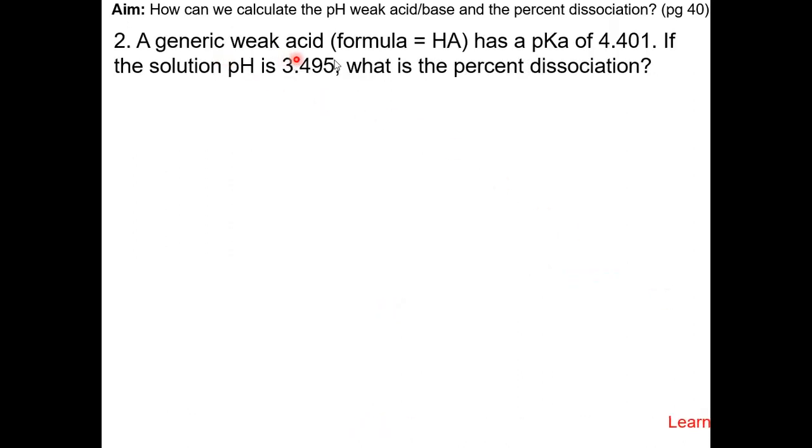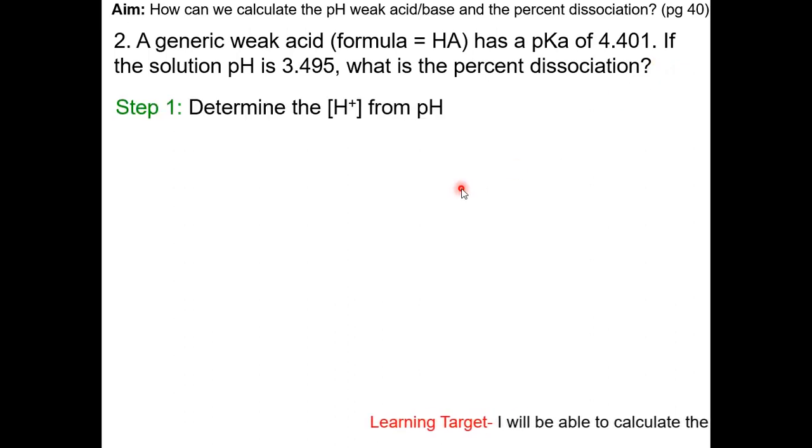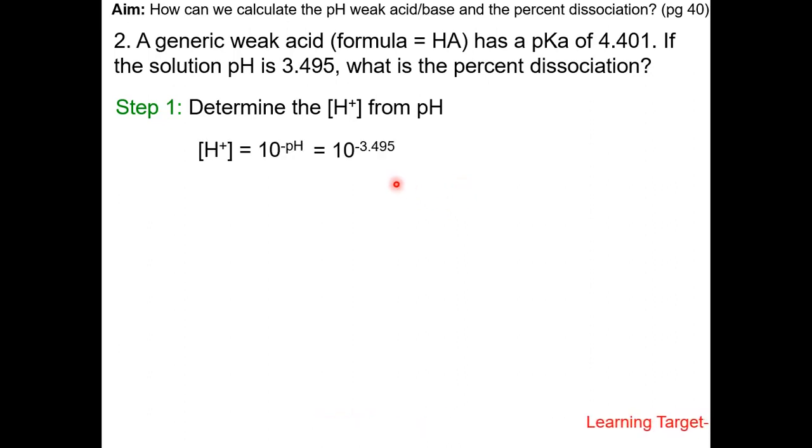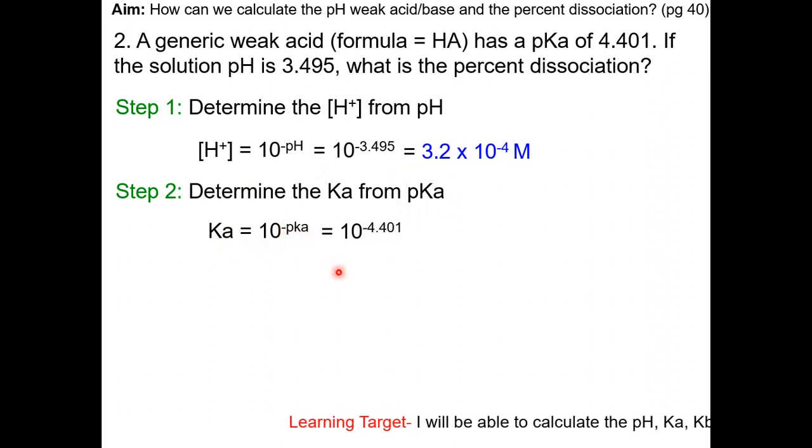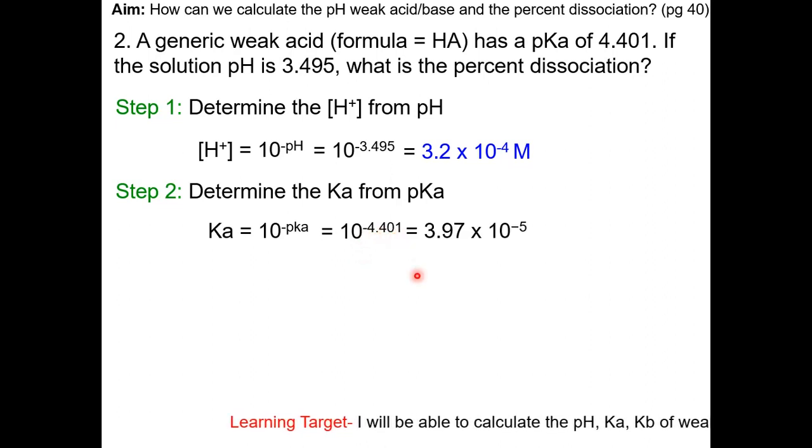Question 2. A generic weak acid, formula HA, has a pKa of 4.401. If the solution pH is 3.495, what is the percent dissociation? Step 1. Determine the hydrogen ion concentration from the pH. The hydrogen ion concentration is equal to 10 to the minus 3.495, which is 3.2 times 10 to the minus 4 molar. Step 2. Determine the Ka from the pKa. We know that Ka is equal to 10 to the minus pKa, so 10 to the minus 4.401 is 3.97 times 10 to the minus 5.